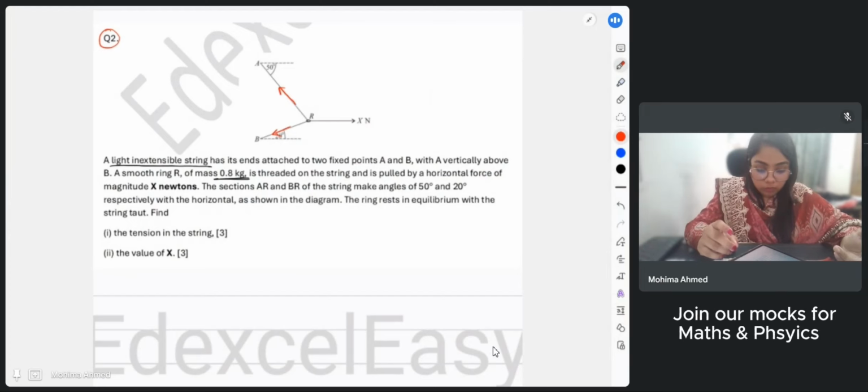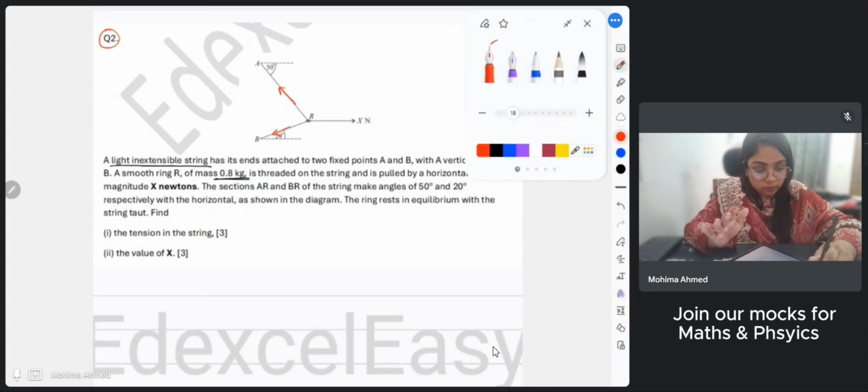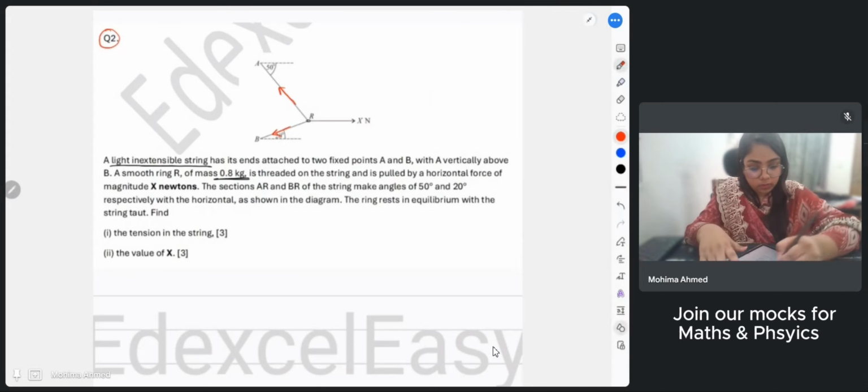We need to find the value of x, but before that, we need to find the value of the tension in the string. In order to find it, we need to first divide the forces into components for every part. So we will do that first. I'll draw the vertical axis and horizontal axis. This time the vertical axis is going to be totally vertical because there is no inclined plane here.